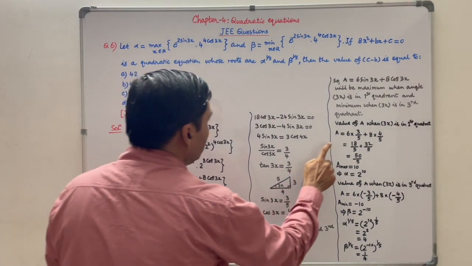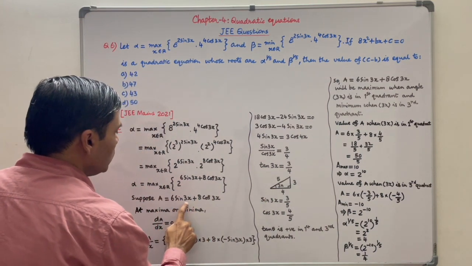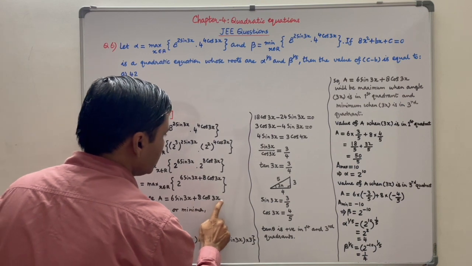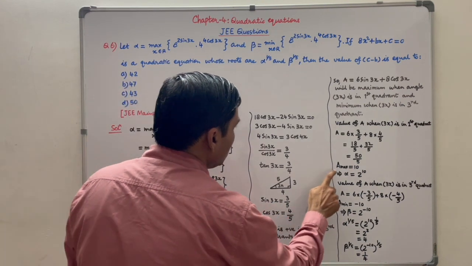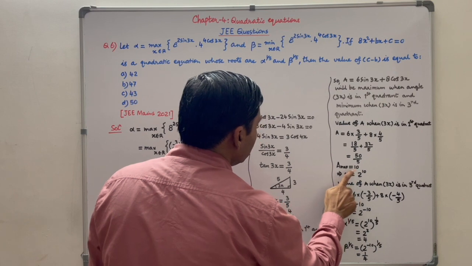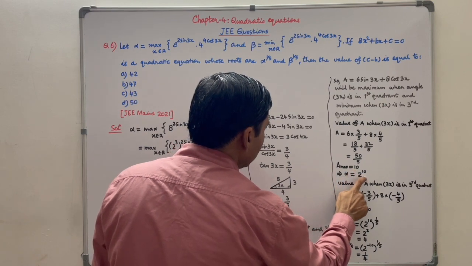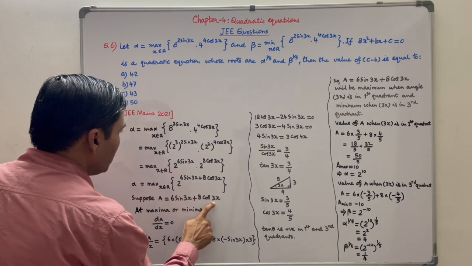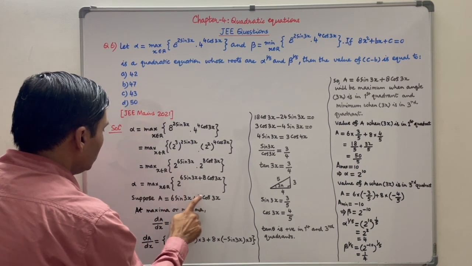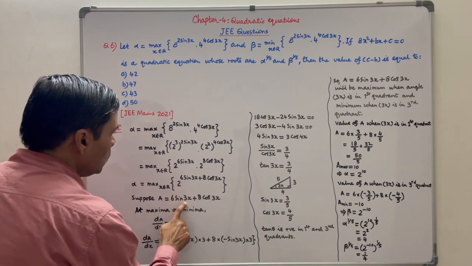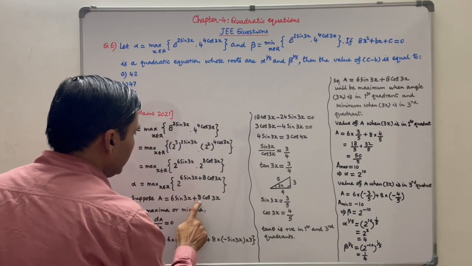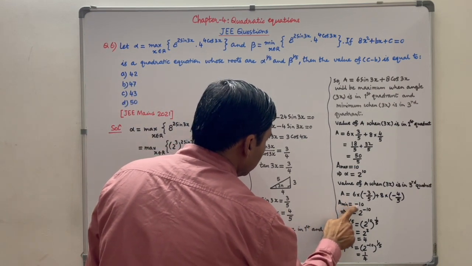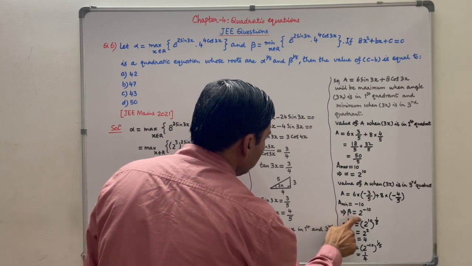So A maximum will be equal to 6 into sin 3x, that is plus 3 by 5, plus 8 into cos 3x, and that is plus 4 by 5. So A maximum will be equal to 10. So alpha is equal to 2 to power 10. Similarly, we will calculate A minimum when sin theta and cos theta both will be negative. So A minimum is equal to 6 into minus 3 by 5 plus 8 into minus 4 by 5. So A minimum is equal to minus 10. So beta is equal to 2 to power minus 10.